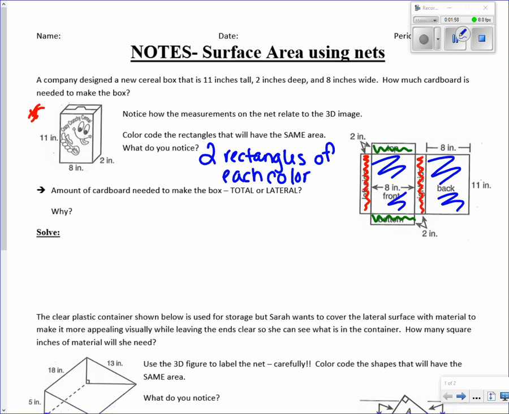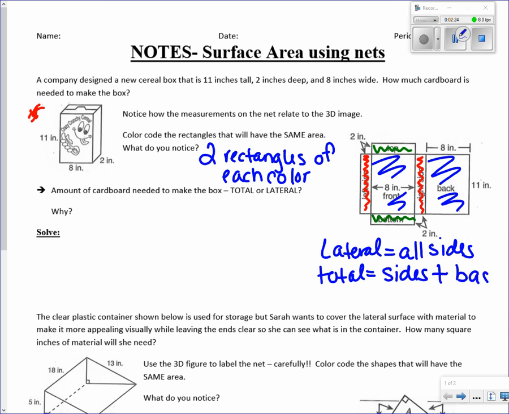So it's asking us the amount of cardboard needed to make the box total and lateral. So there is a difference between total surface area and lateral surface area. So I'm going to tell you what the difference between them are. So lateral is going to be all sides. Okay, just the sides. For total, it's going to be sides plus the bases. Sometimes you're going to have 1 base, sometimes you're going to have 2 bases depending on what shape you're dealing with.